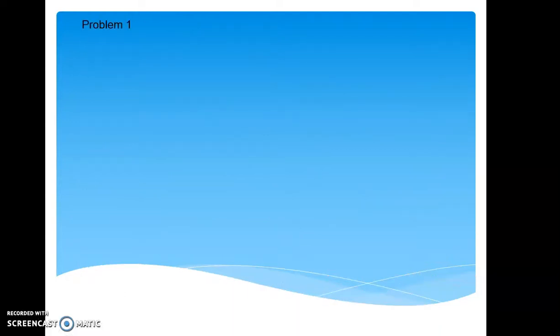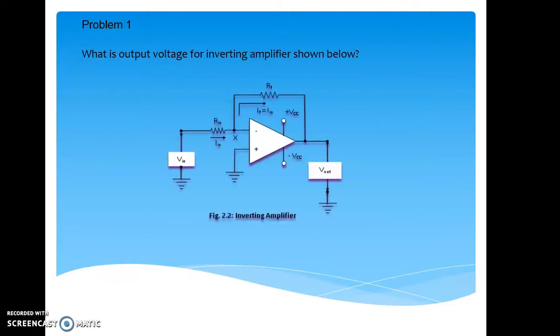Now let us solve the problem based on this. So let us consider the first problem. Here this is the inverting amplifier, and you have to find out the output voltage for this inverting amplifier with the given inputs. The input is a sinusoidal with a magnitude of 5 millivolts. The input resistance is 1 kilo ohm, and the feedback resistance is 10 kilo ohm. Then we have to find out what the output voltage should be.